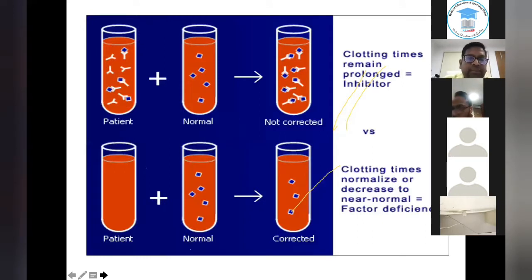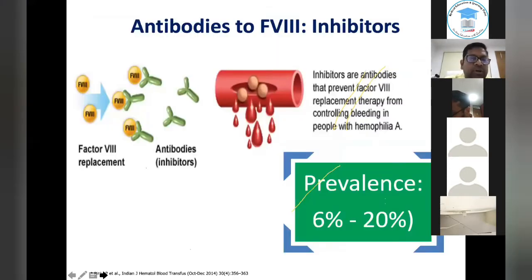So in presence of inhibitor, what will happen? The inhibitor will not allow this added coagulation factor coming from the pooled plasma to act. So your correction studies will not show any correction. So absence of correction indicates inhibitor. Even in a hemophilia A case, the inhibitor might be because of a factor VIII inhibitor or factor VIII antibodies.